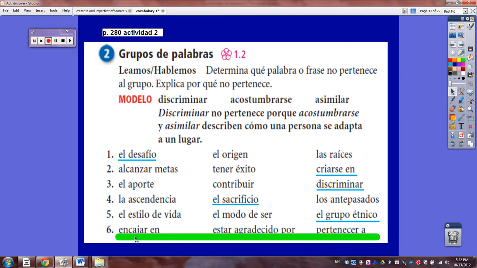Encajar en, to fit in. Estar agradecido por, to be thankful for and to belong to. To be thankful for doesn't belong. And go ahead and write your reason why.